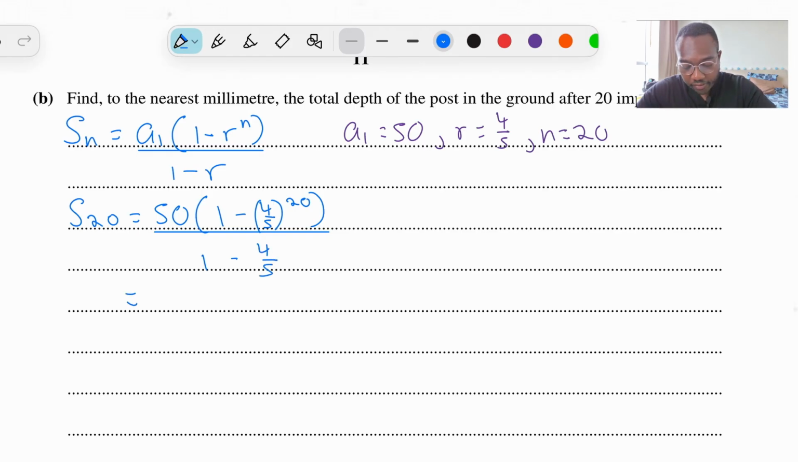And if you work out that value on your calculator, to the nearest millimeter, you will get 247. So the answer will just be 247.